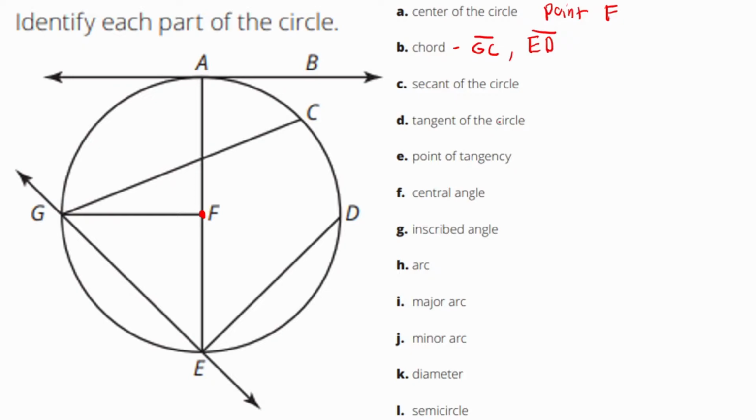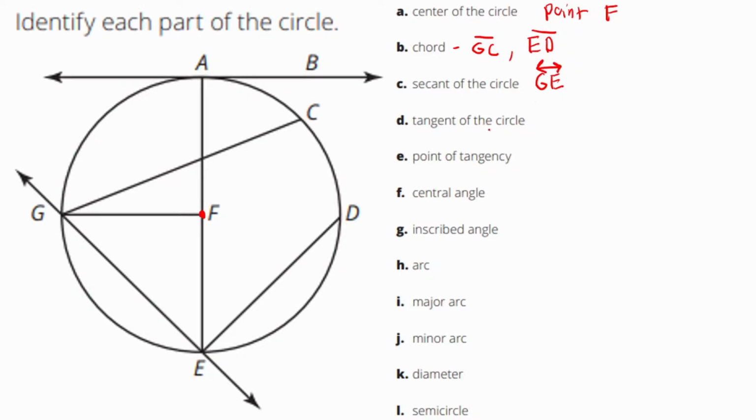Next up is a secant of the circle. Now, a secant is a line that cuts through the circle twice. We have one secant here. And notice I said a line, not a line segment. So we only have two lines here. We have line AB right here. We could tell by the arrows at the end. And then we have line GE. But notice that GE cuts through our circle twice. So GE is our secant.